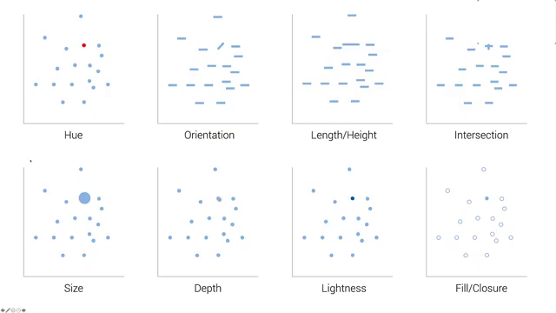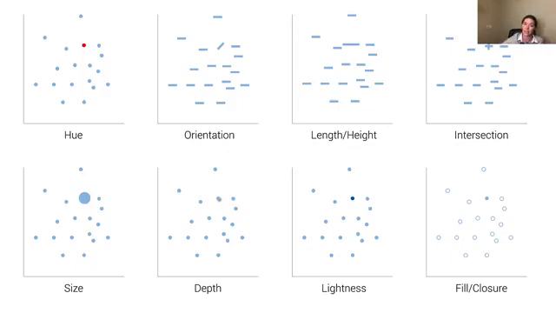Coloring our data points red isn't the only way to make our data points pop out. There are a range of different encoding choices we can make that will make our data more salient. For example, we can change the orientation, we can make our points longer, we can add intersections, we can make the points larger, we can have them pop out and physically appear to come out of the screen using depth cues, we can increase the lightness contrast, or we can experiment with things like fill and closure. There are all sorts of ways that we can make our data salient and that we can immediately attract our viewers' attention to the data.